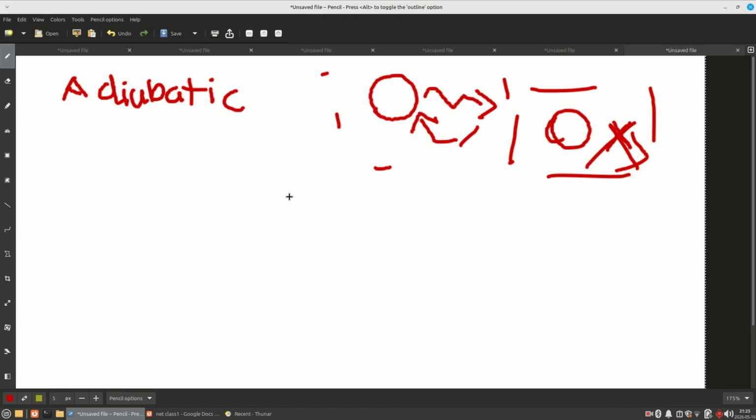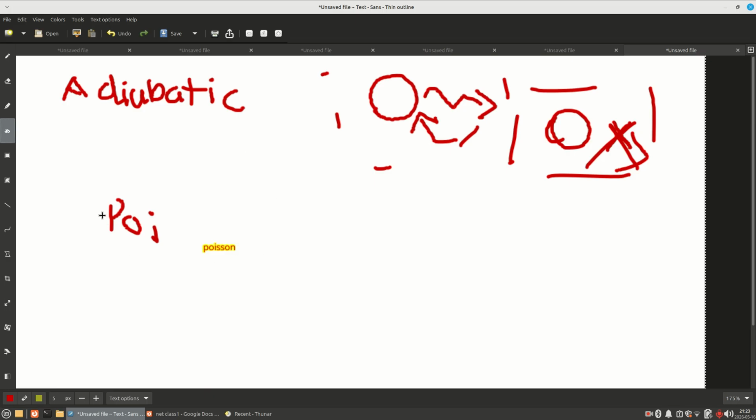For an ideal gas, we have equations in terms of pressure, volume and temperature, which are called Poisson's equations. Let me type here, I think that would be the better option. Poisson's equations.